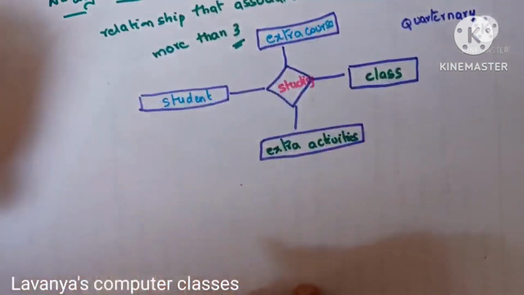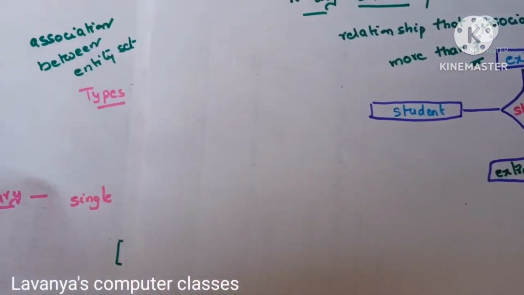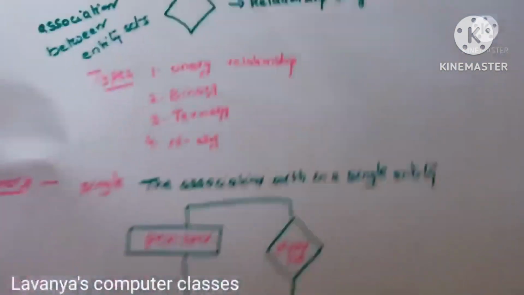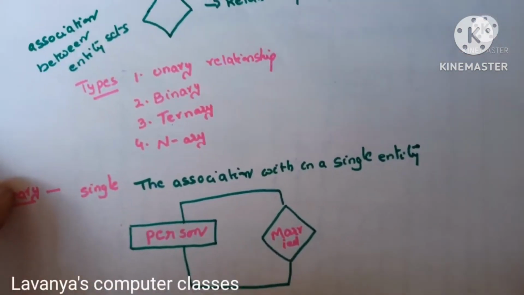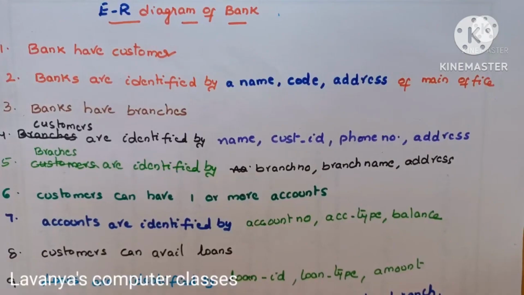So in this relationship there are 4 entity sets. All 4 entity sets are related with one relationship. So these are the types of relationships. What is the relationship? Types of relationship.